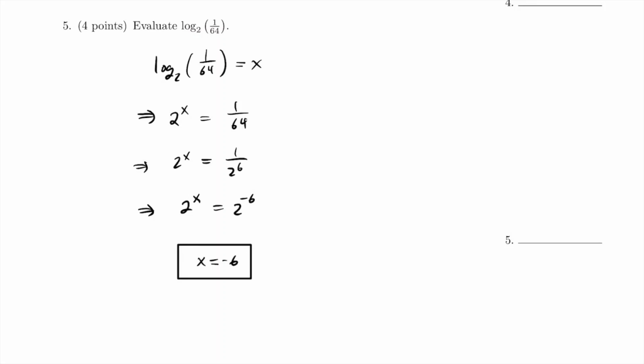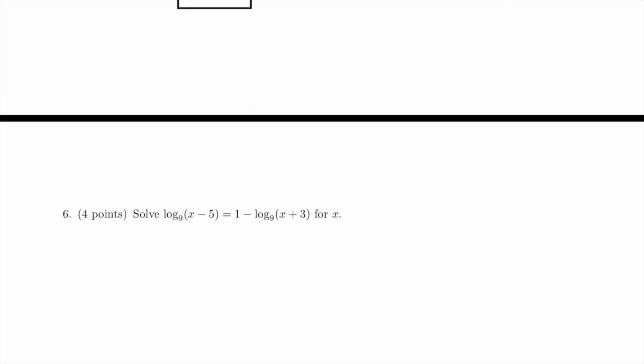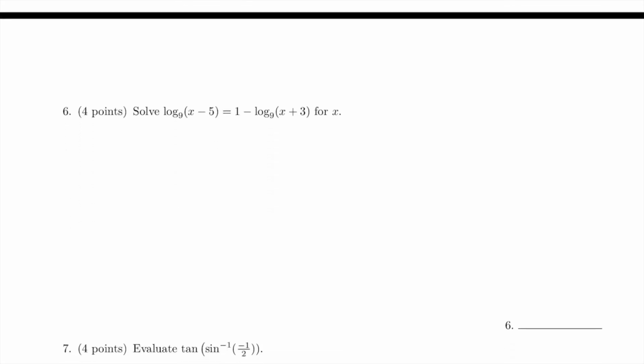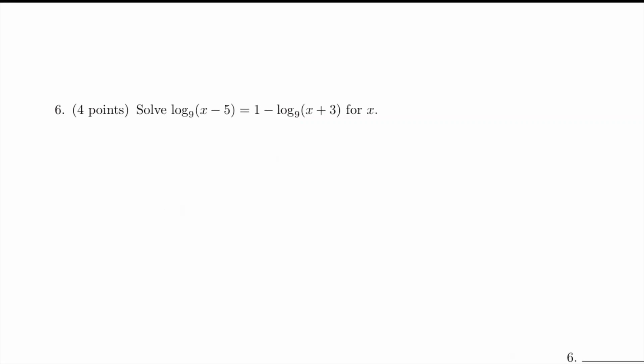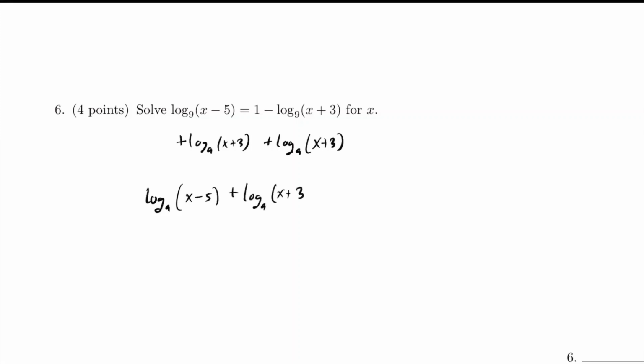So here's the next problem. We're going to be solving this logarithmic equation. So I want to isolate the logarithmic term. So I'm going to move this to the other side. So we're going to add log base 9 of x plus 3 to both sides. So that gives us log base 9 of x minus 5 plus log base 9 of x plus 3 equals 1.